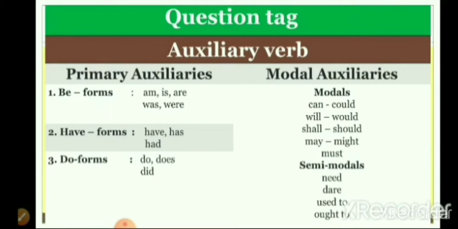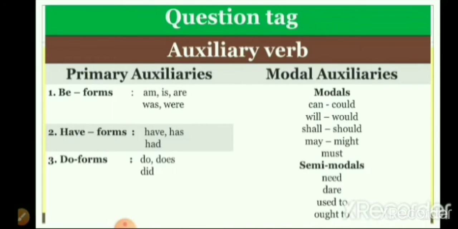The tag is formed with the auxiliary verb in the statement and the subject. A positive statement takes a negative tag, while a negative statement takes a positive tag. First of all, let us know what is auxiliary verb.